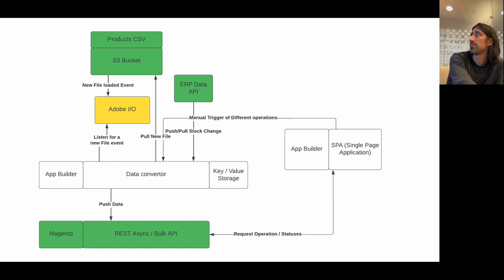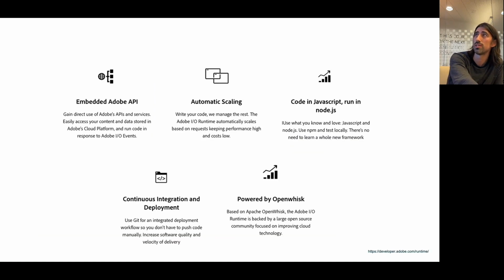So what we have here on this diagram is Adobe I/O. What is Adobe I/O technically? That's the set of infrastructure which allows you to build these services. And it has embedded Adobe APIs available for you. That's what I told you already before. It has automatic scaling of the infrastructure, so your performance will stay stable. By the way, it's part of the Adobe Commerce license, and I honestly don't know how much it includes. So it's more about the resources you are using.